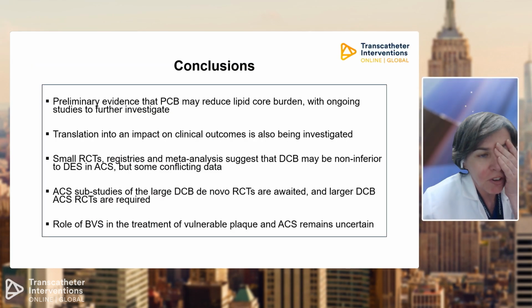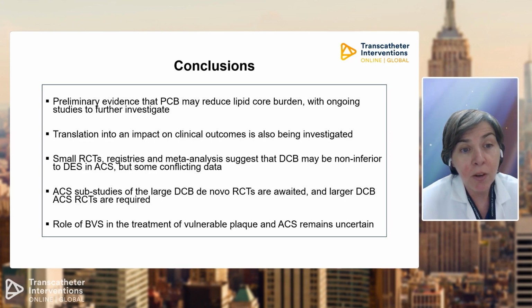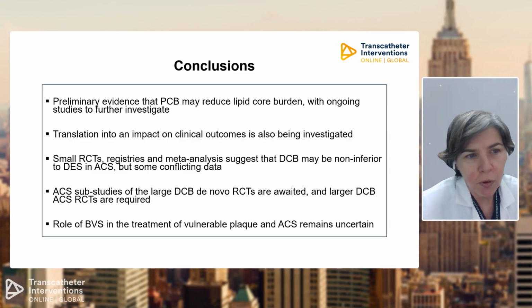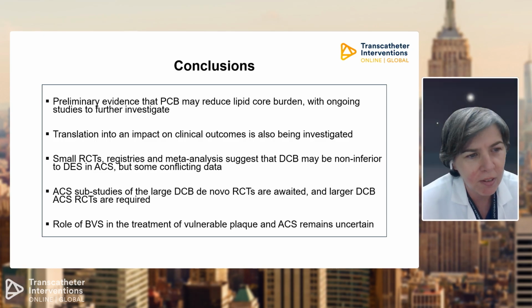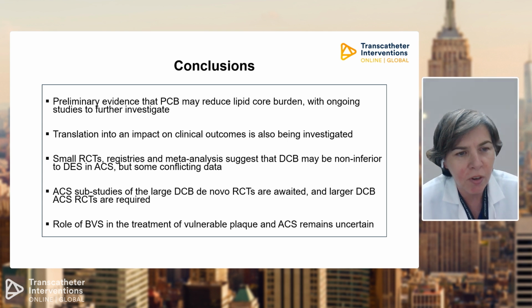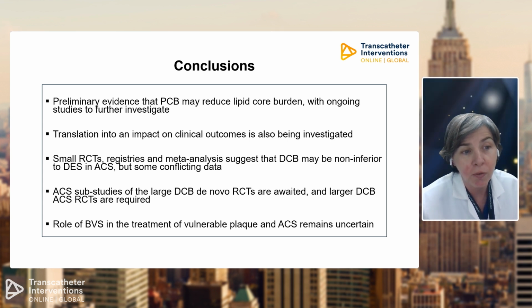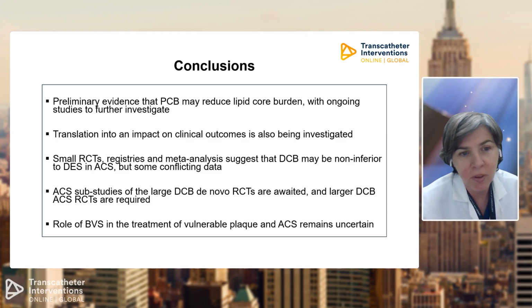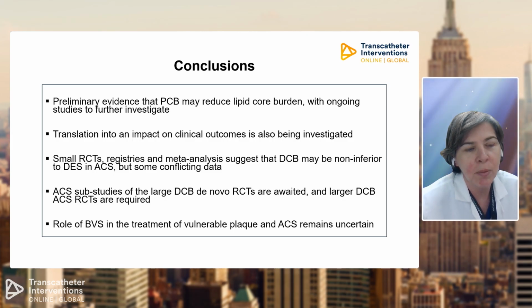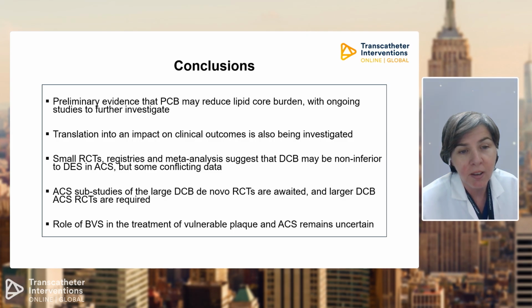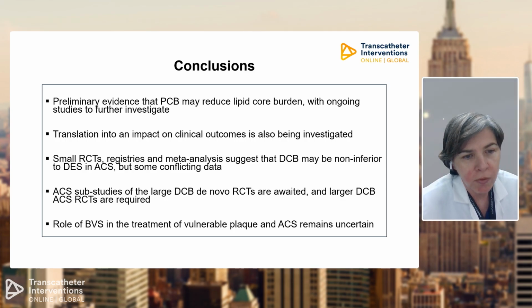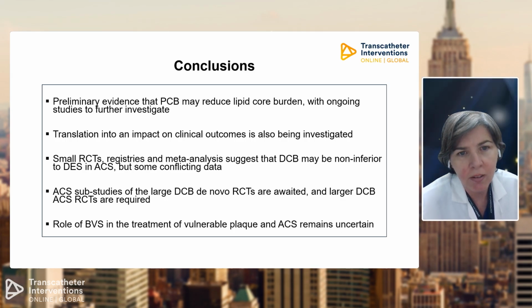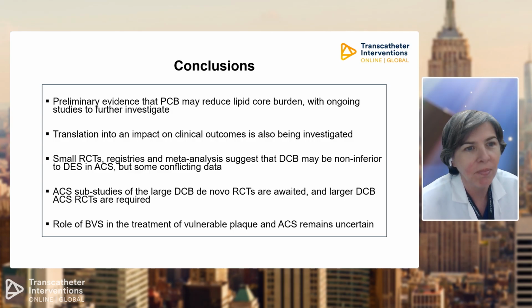So in conclusion and for discussion, there's preliminary evidence that DCB may reduce lipid core, with ongoing studies to further investigate this. Whether this translates into a meaningful clinical impact on outcomes needs to be further investigated. There are some small randomized trials, registries and a meta-analysis that suggest DCB may be non-inferior to DES in ACS, but there's some conflicting data. ACS sub-studies of the large DCB de novo trials are awaited and will be interesting, and we need some larger DCB for ACS trials to really have robust evidence. I think the role of BVS in the treatment of vulnerable plaque and ACS remains uncertain at this time. Thanks.